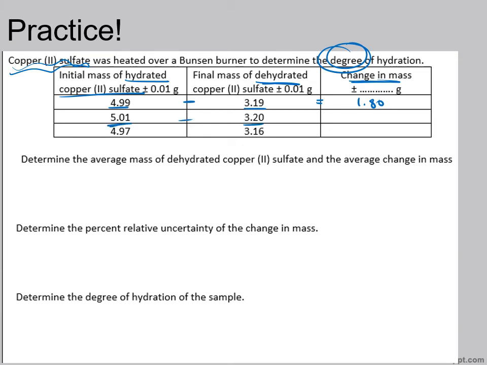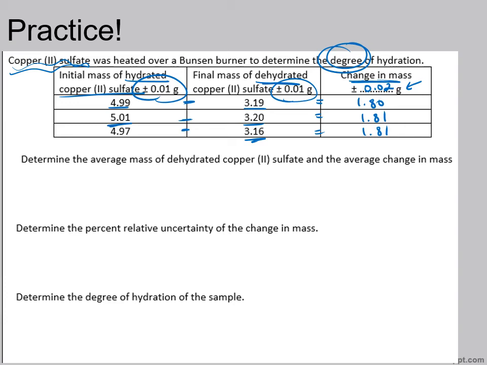5.01 minus 3.20 is going to give us a change in mass of 1.81 grams. 4.97 minus 3.16, again 1.81 grams. Let's figure out our uncertainty here. Because I'm subtracting, I'm going to add my uncertainty. So plus or minus 0.01 plus or minus 0.01 is going to give us plus or minus 0.02 grams. So when we add and subtract, we can just add the uncertainties. Our uncertainty will be plus or minus 0.02.